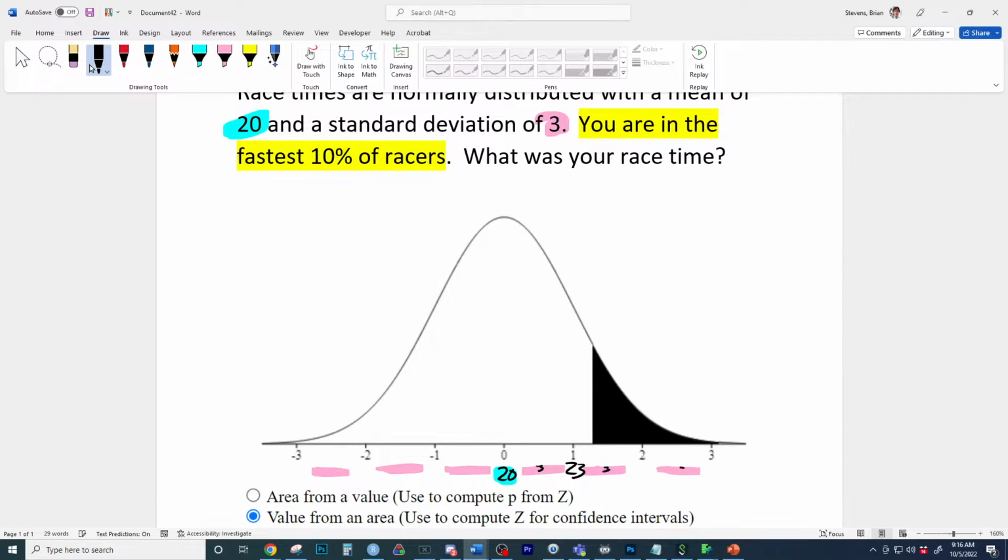So everyone sees I'm writing 3 each time. I'm just showing the standard deviation units and drawing it out. So you can see this is where 26 is at. This is where 29 is at. This is where 17, 14, and 11 are.